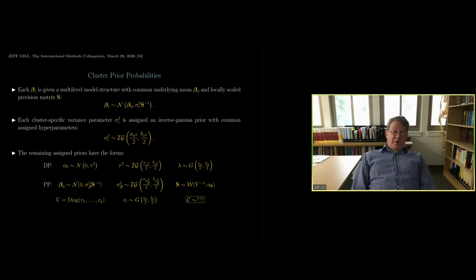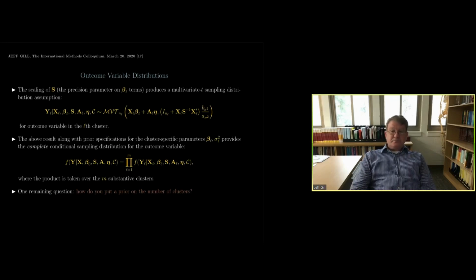Then we get to the product partition. Beta naught gets another normal. Sigma squared beta gets another inverted gamma. That scaling parameter gets a Wishart, and actually an inverse Wishart. I'm only going to care about the diagonals. I don't have any reason to care about the off diagonals of that process right now. But how do you define a prior on cluster space? This is actually a weird and interesting challenge.